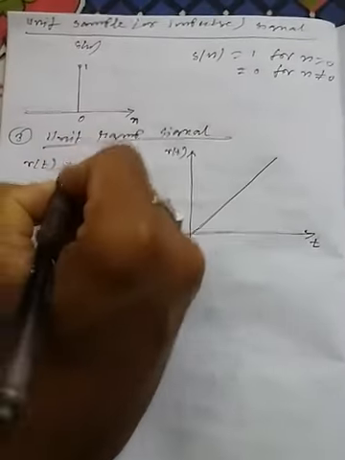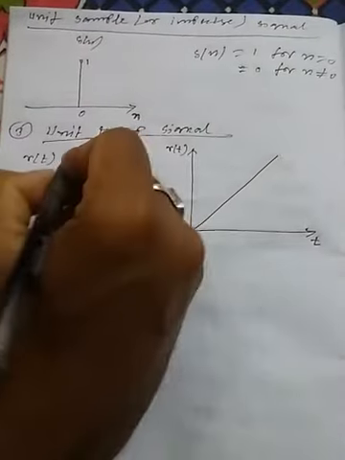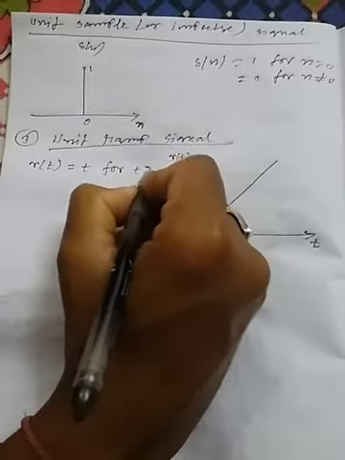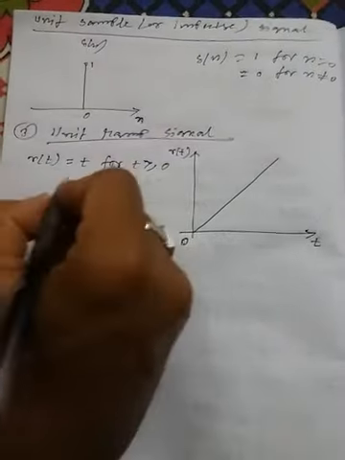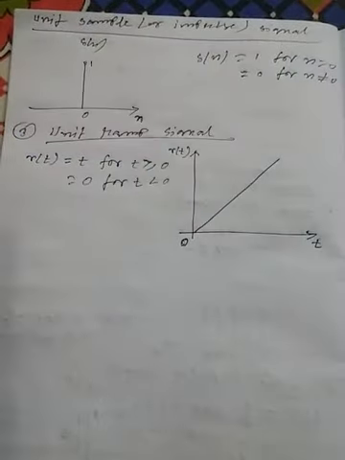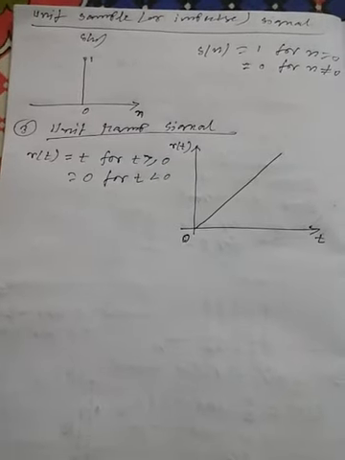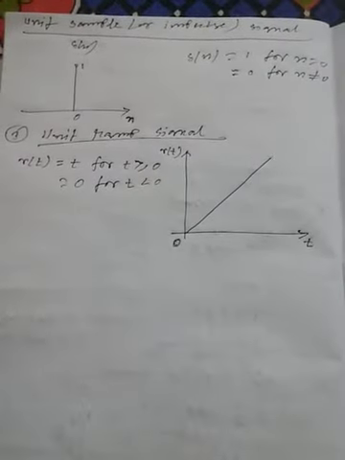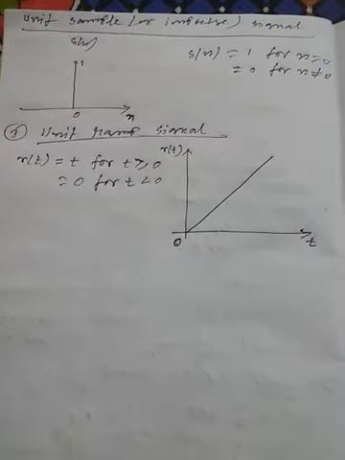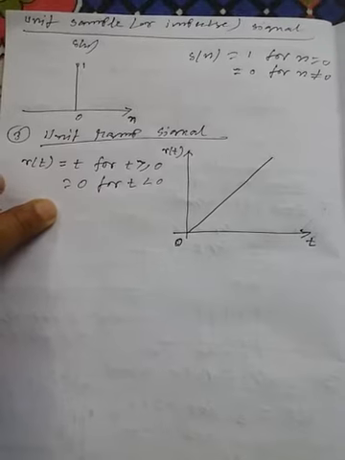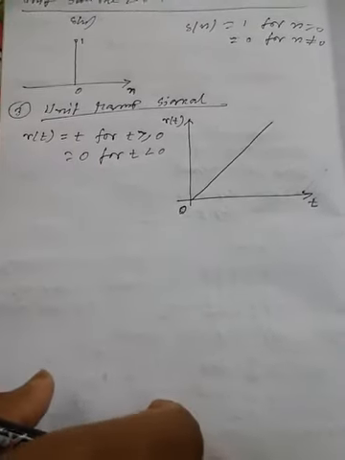If we want to define r of t, then r of t will be equal to t for t greater than or equal to 0, right? And this will be equal to 0 for t less than 0. So this is unit ramp signal. When t is greater than or equal to 0, it has the value t. It increases with time t. And for t less than 0, the value is 0. So this is unit ramp signal.